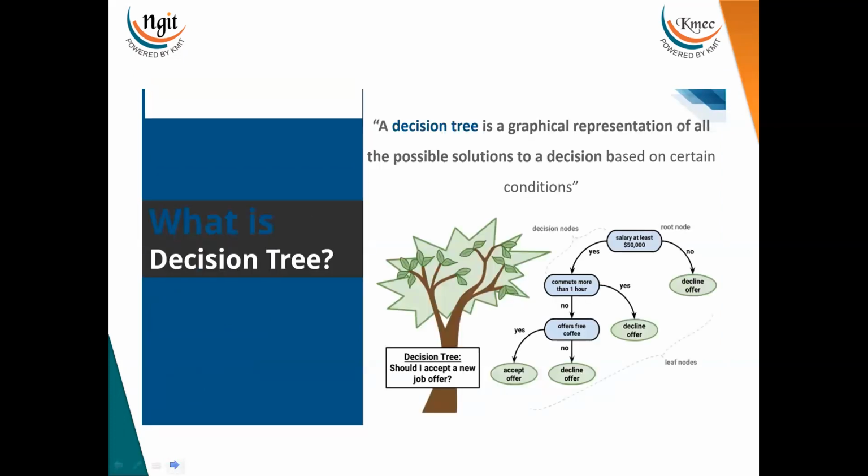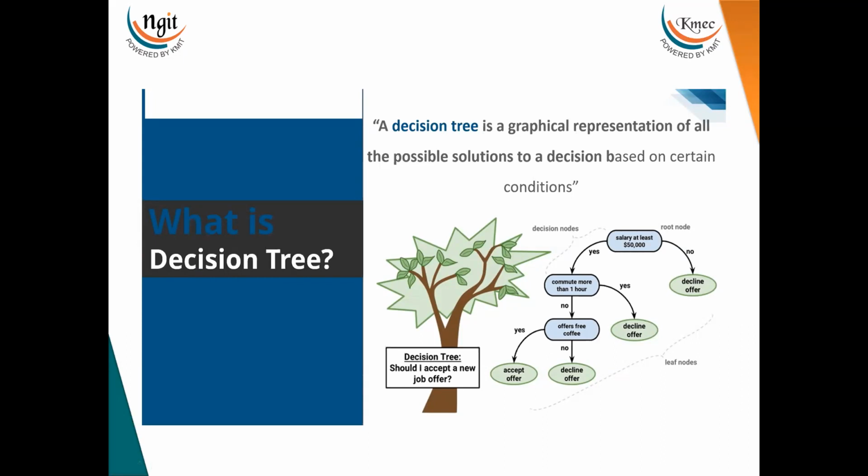Now I hope it's clear what exactly a decision tree is. Let me have a quick review. A decision tree is a graphical representation of all the possible solutions to a decision based on certain conditions. Suppose we take one more example here. Suppose I get a new job offer, so I should either accept or reject the job offer. Whenever I want to switch a job, my first consideration is the salary. If the salary is at least $50,000, then fine, I can consider it.